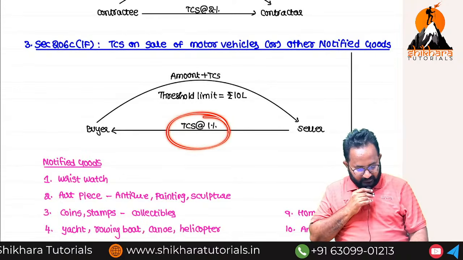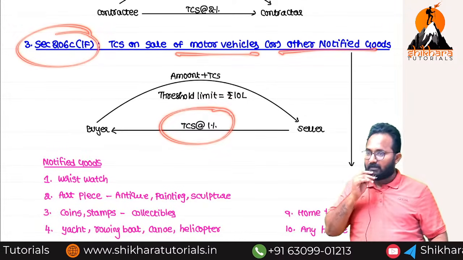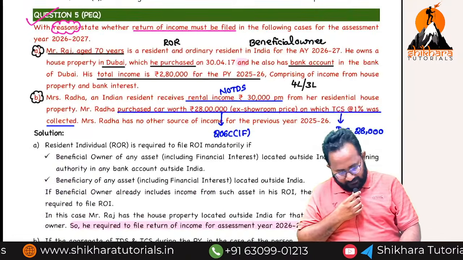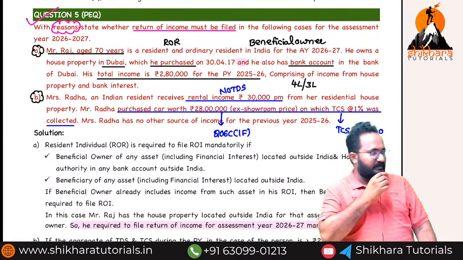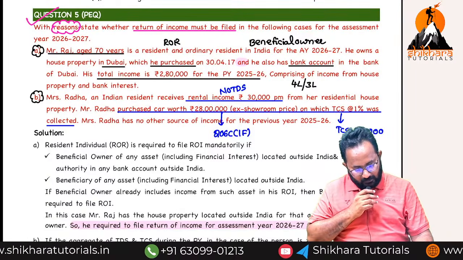What is the TCS rate? Sale of motor vehicles under notified goods. What is that? 1%. So nothing but while they are setting the question paper, they can give some hints. So how many marks are given for this?